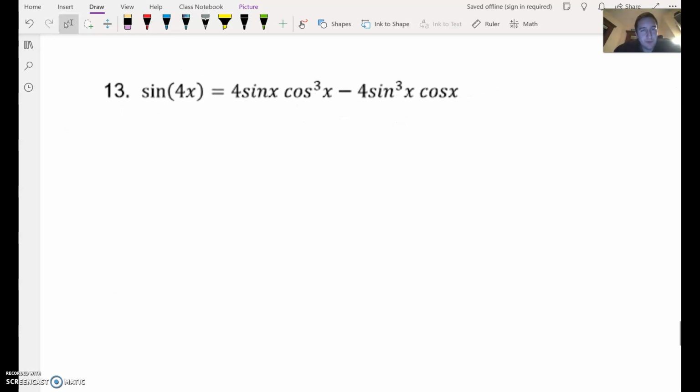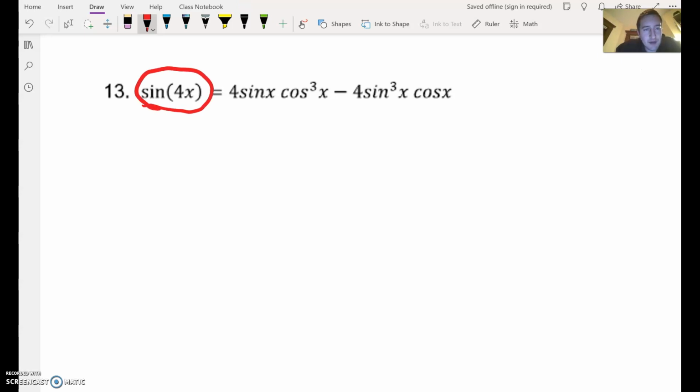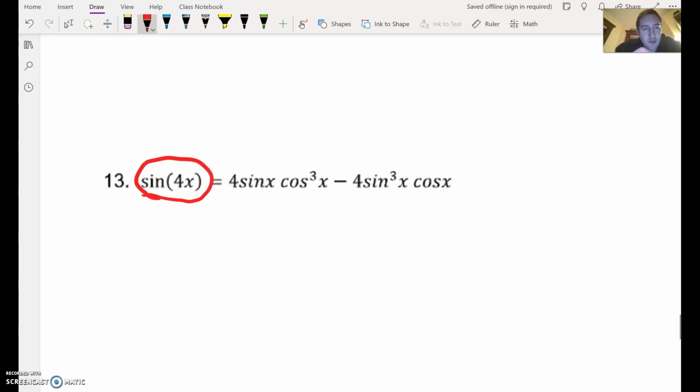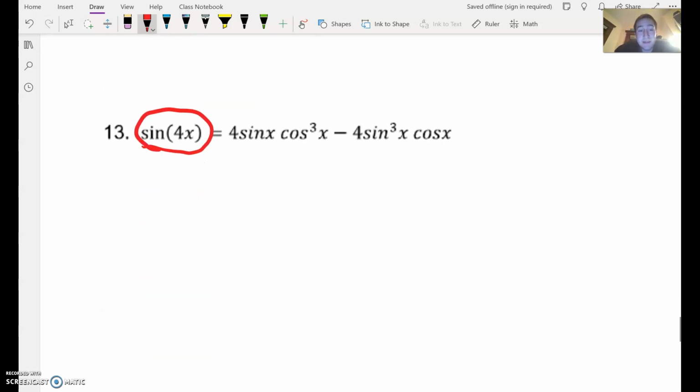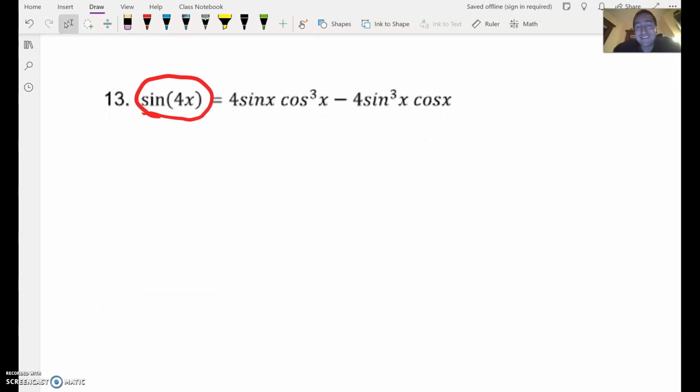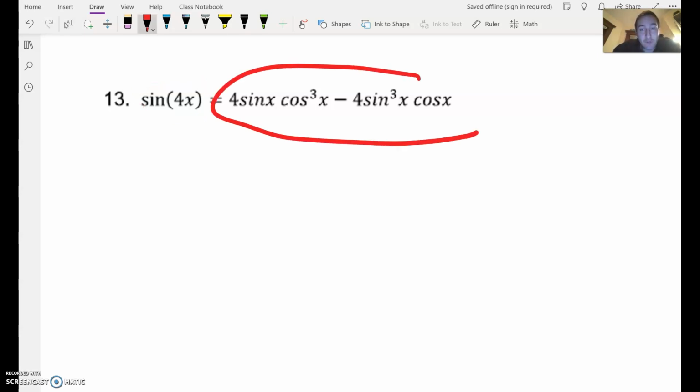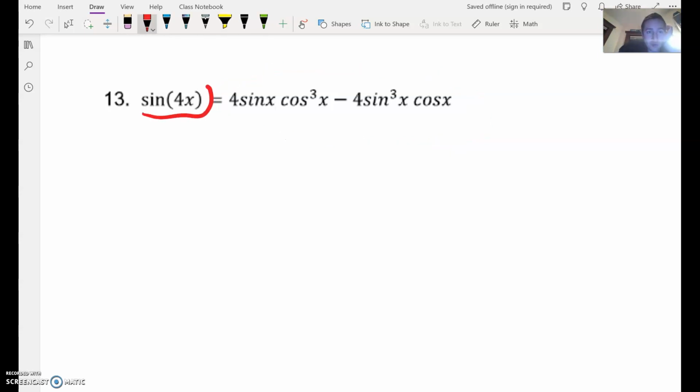Alright, here's the most important. This is going to go counter to everything that I've taught you so far. But when we see a 4 next to the angle, or if we ever see a 3 next to the angle, believe it or not, that's actually the side of the proof that we start on. I know that looks more complicated, but when we see a 3 or a 4, we're going to start on this side and make it equal that. Okay, let me show you.